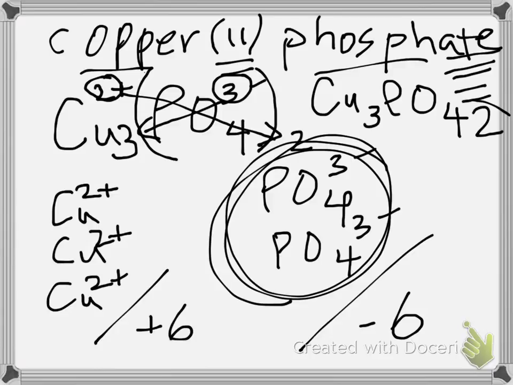I don't want 42 oxygens. I want 2 of this phosphate ion. Okay, so again, here's our correct chemical formula for copper 2 phosphate.